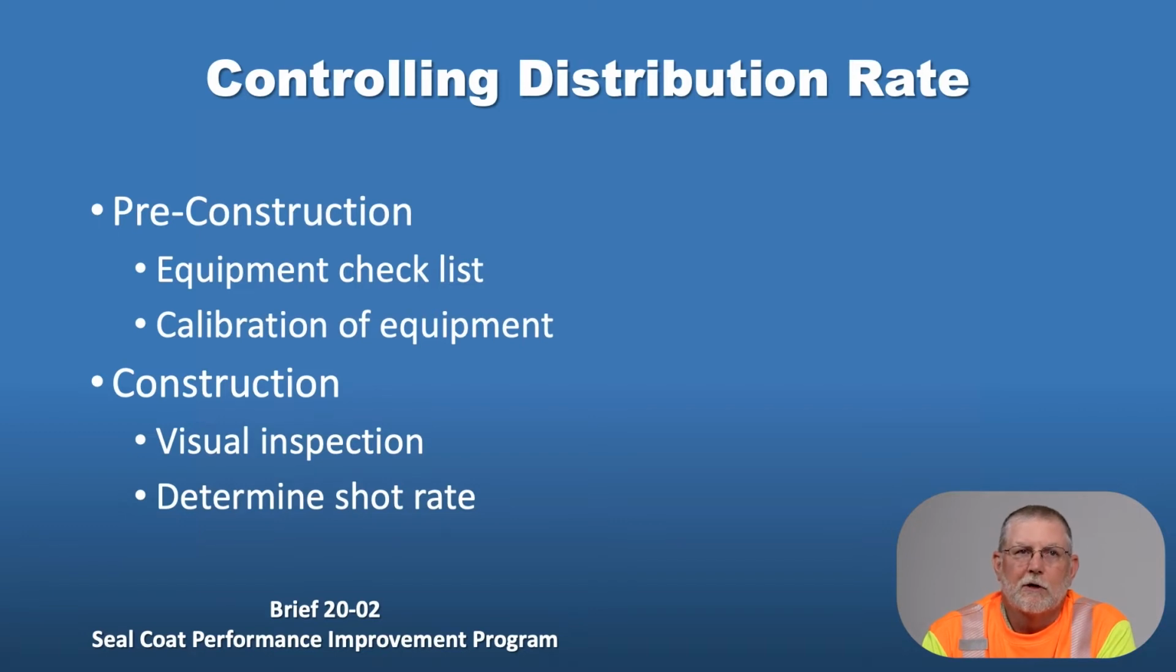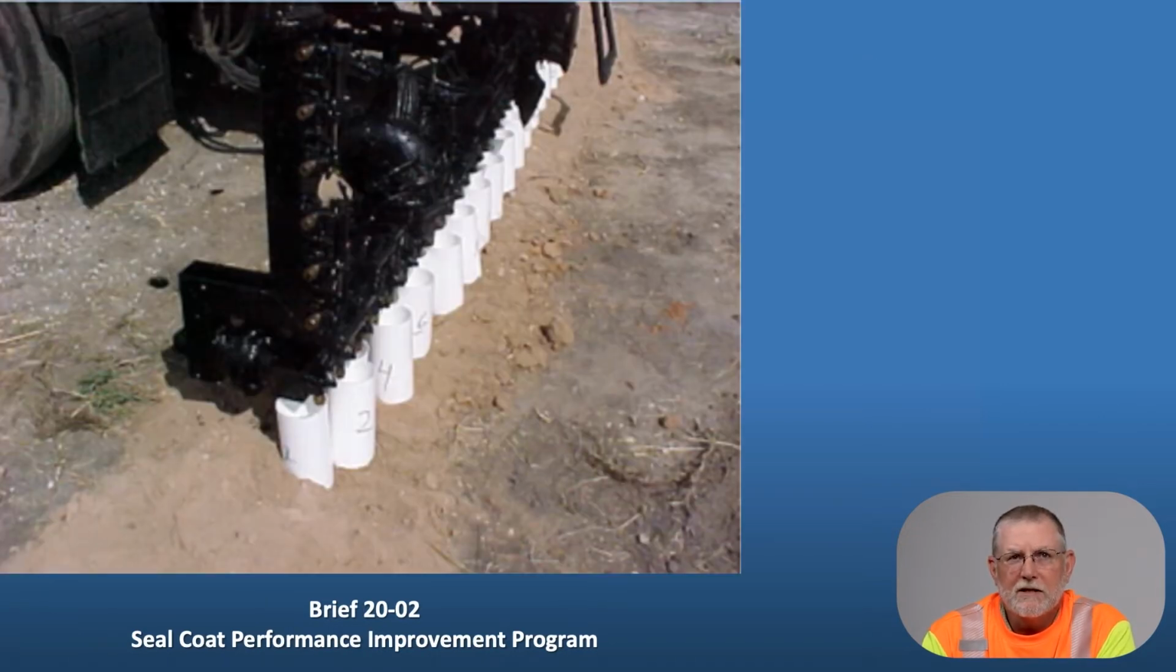During construction, we're going to use visual inspection. This is the importance of our inspectors. We need to be out of our vehicles looking at these distributors as they're making their shots. And we need to be very accurate in determining our shot rates. We need to make sure we're getting accurate straps and making accurate calculations so that we can see if we have a variation in these shot rates. This is an example of a distributor bar calibration of individual nozzles.